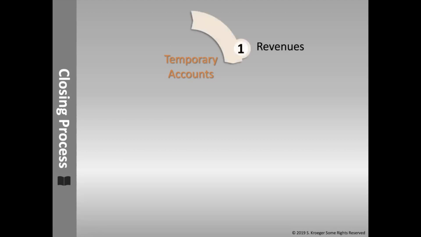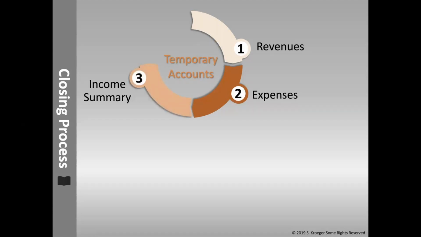First, we close our revenue and our expense accounts. These accounts are closed to a brand new account that you have not heard about yet called Income Summary. Income summary is an account we only use during the closing process. It summarizes the net income, hence the name, income summary.